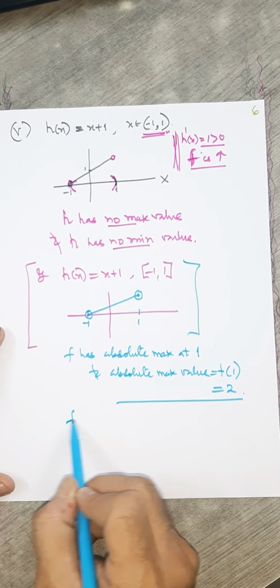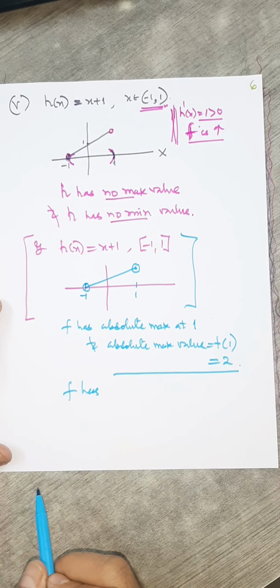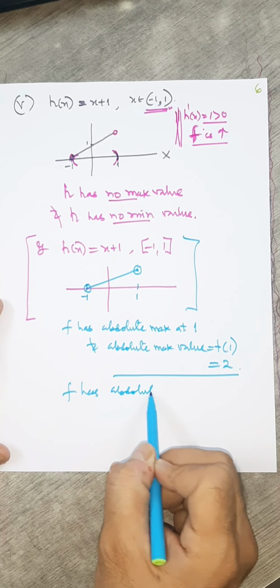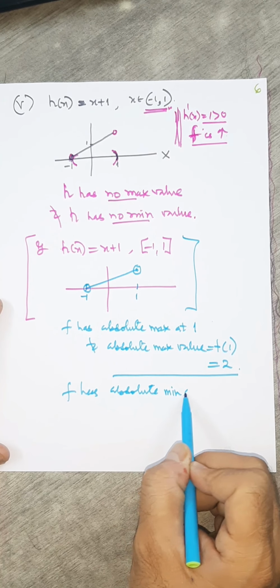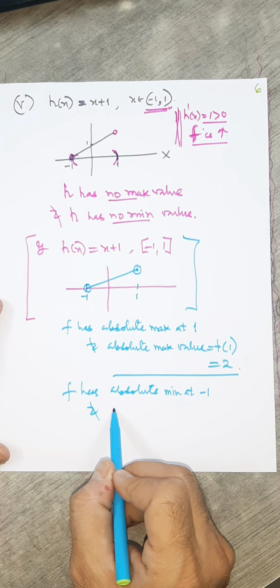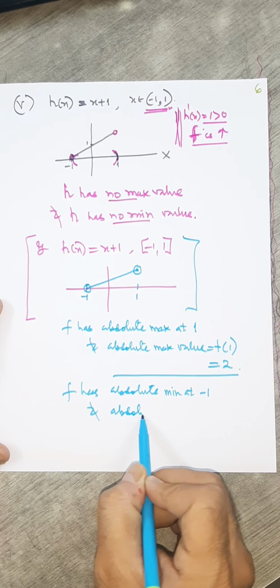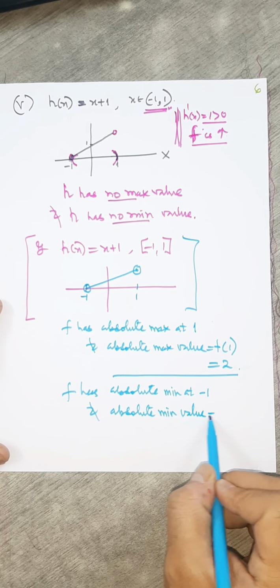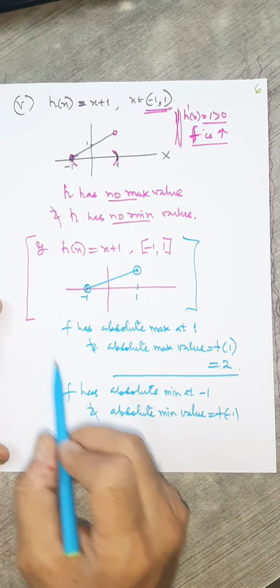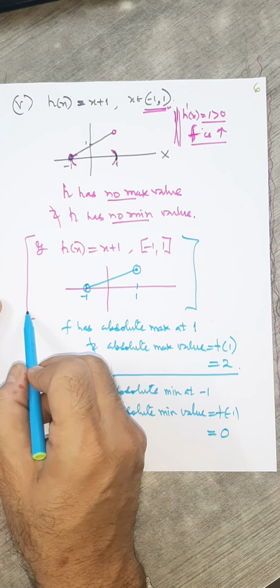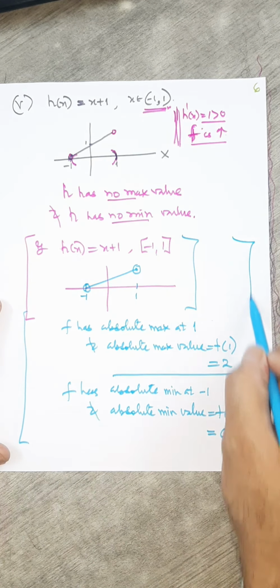And in the same way you can say that f has an absolute minimum value at -1 over here. And what is that value? The absolute minimum value equals f of -1. It will come from the graph. Put -1 there. What will you get? You will get 0. But only when you are given the closed interval.